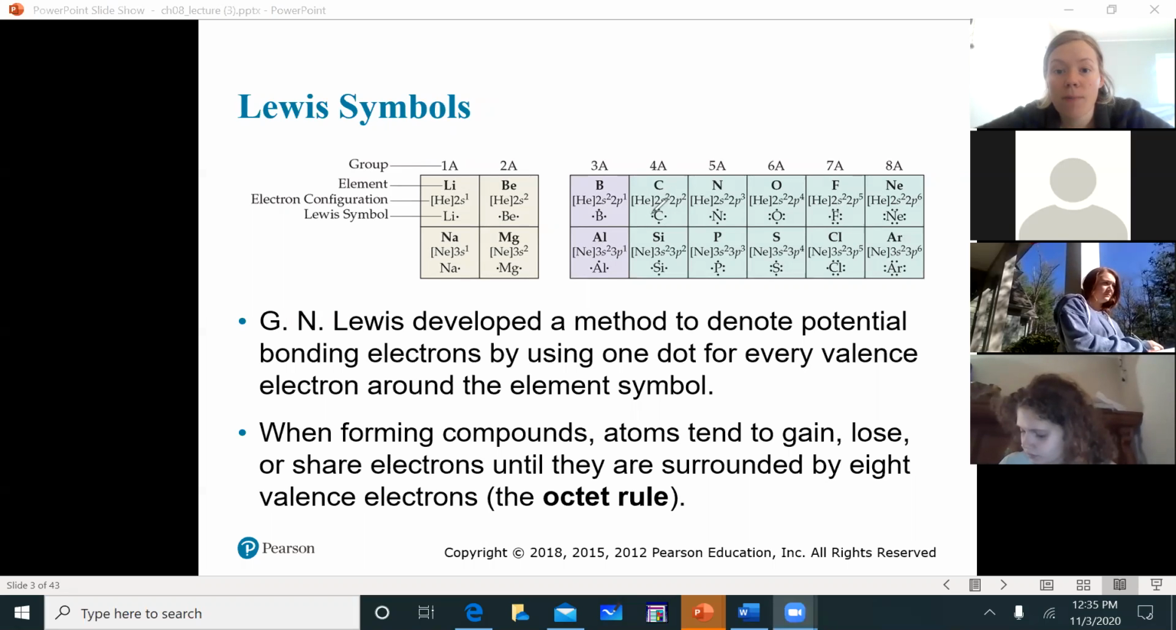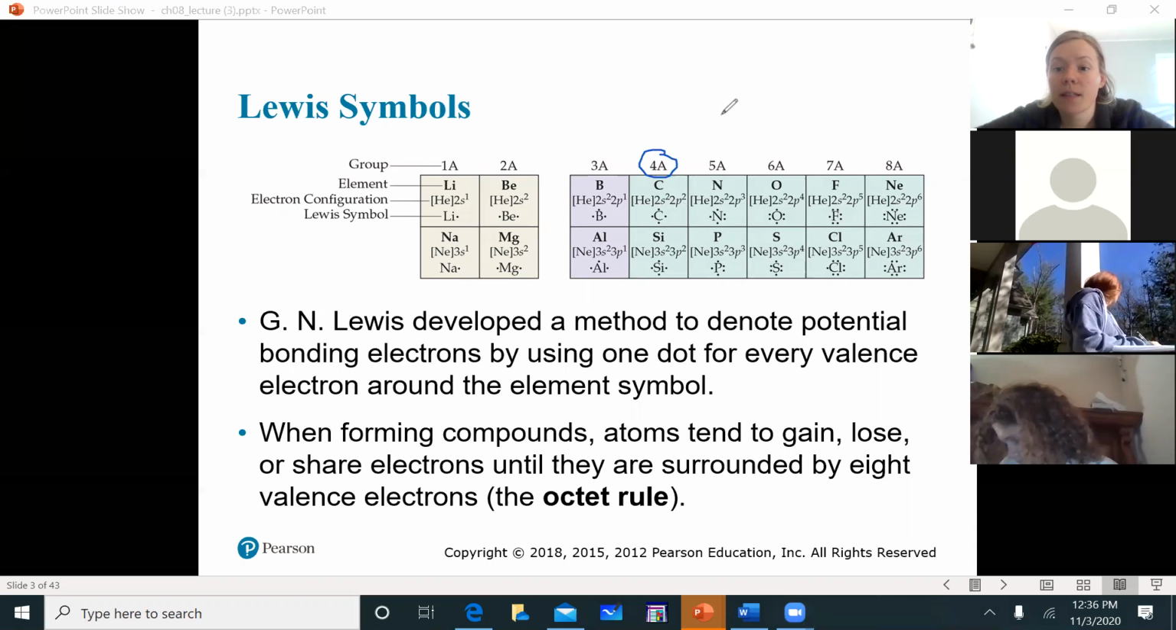So for instance, carbon is in column 4, so it has 4 valence electrons. When I draw its Lewis dot structure, its Lewis symbol, I'm going to put the symbol for carbon, and then I'm going to fill in 1 electron, 2 electrons, 3 electrons, and then 4 electrons. I'll always fill them in singularly and then go back and double up. All right, there are 4 sides. Each side will hold a maximum of 2 electrons.